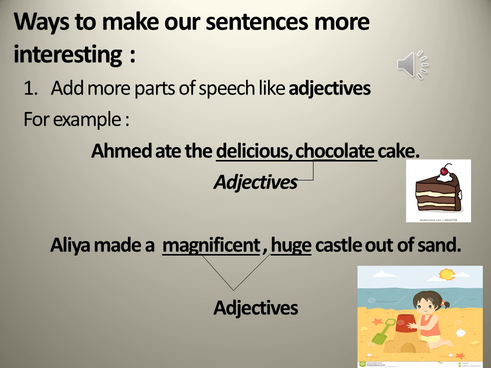The second example is, Alia made a magnificent huge castle out of sand. I could just make a simple sentence by using the subject, which is Alia, by using a verb, which is made, and by using an object, which is castle. But to make my sentence more imaginative and interesting, I have added two adjectives, which are magnificent and huge.